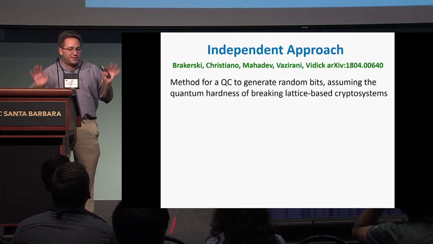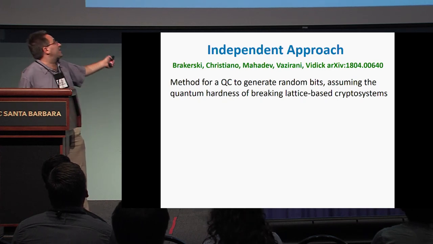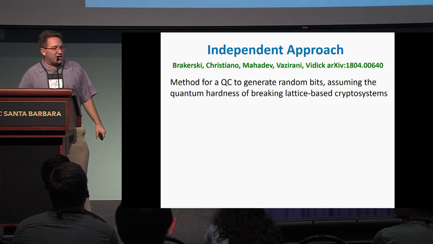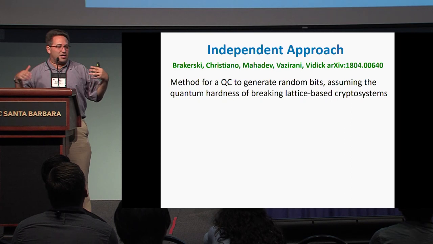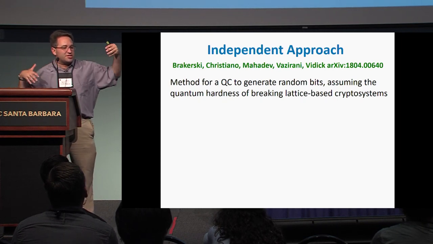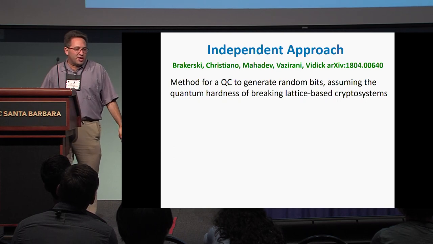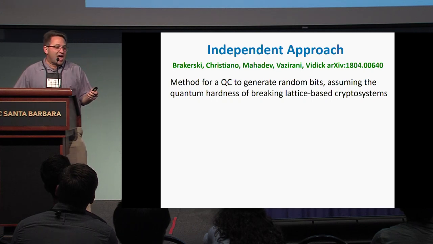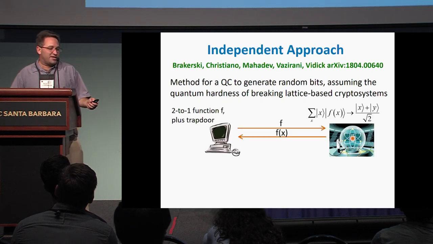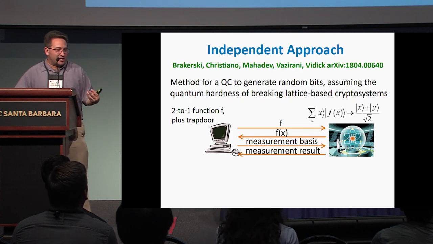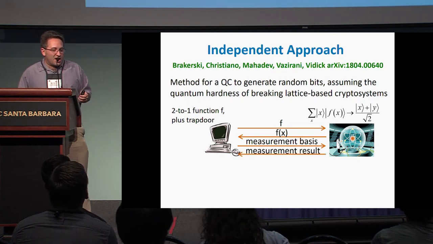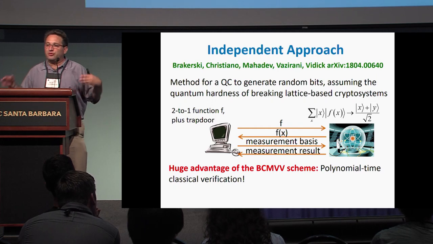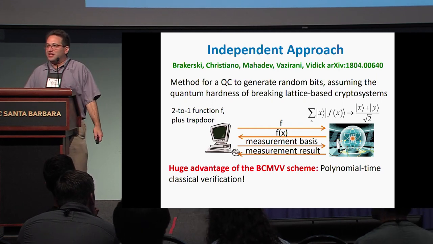I should mention that there is a beautiful independent approach to this problem in a paper by these authors recently. What they've done is show how to use a single quantum device that's untrusted to generate certified random bits. They need to assume only the quantum hardness of breaking lattice-based cryptosystems, a much more conventional assumption. I won't have time to explain how their scheme works. It involves some exotic types of trapdoor functions. But theirs has a further advantage over mine, which is they give a polynomial time classical algorithm to verify the results.